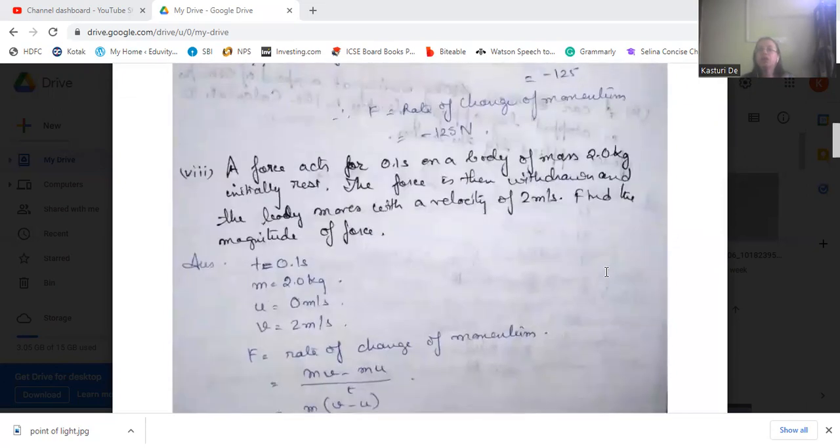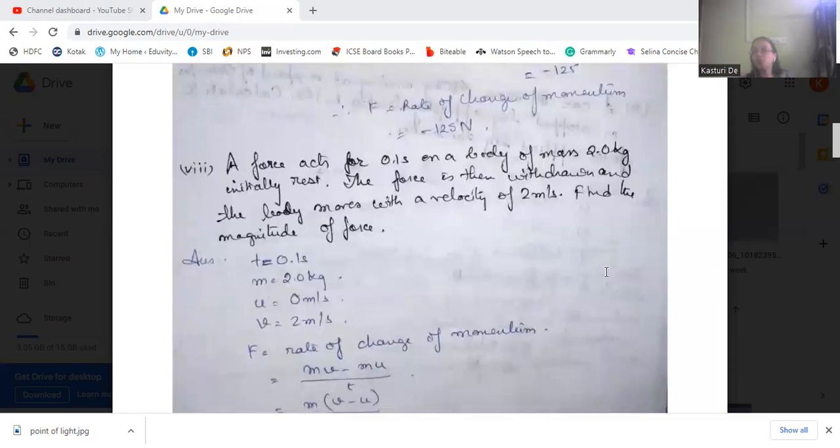Clear? Now, a force acts for 0.1 seconds on a body of mass 2 kgs. So the time given is 0.1 seconds and the mass of the body is 2 kgs. Initially at rest, that means initial velocity is 0 meter per second. The force is then withdrawn. No force is applied anymore after 0.1 seconds. And the body moves with a velocity of 2 meter per second after the force is withdrawn. Find the magnitude of force.